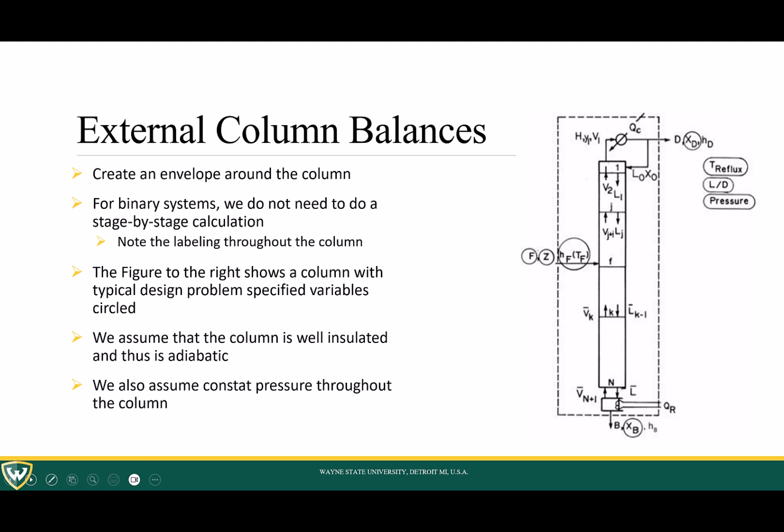External column balances. So very simple, not too complicated. You're just going to create an envelope around the column. You're going to include the feed, the distillate, and the bottoms. You're also going to include, for the energy balance, the heat required from the condenser and the reboiler. So for binary systems, we don't have to do a stage-by-stage calculation. By stage-by-stage, I mean looking at this first stage, figuring out the components, then going down to the second stage, figuring out the components and so forth. What we can do is just do an overall balance.